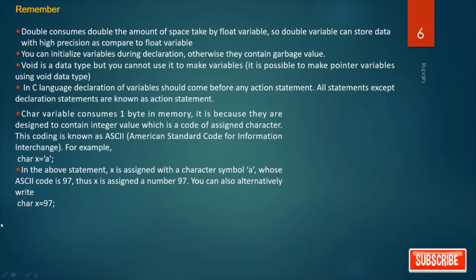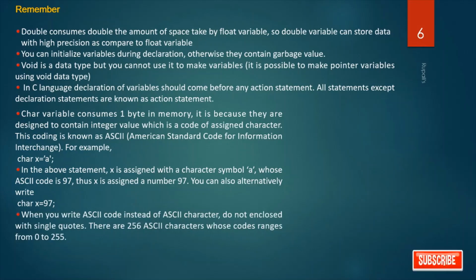So, you can also write char x = 97 because the ASCII code of A is 97. These two are the same. See here, the data type is char here. When you write ASCII code instead of ASCII character, do not enclose with single quotes. But when you write A, you have to enclose it with single quotes. But when you are writing 97, no need to give single quotes. There are 256 ASCII characters whose codes range from 0 to 255.